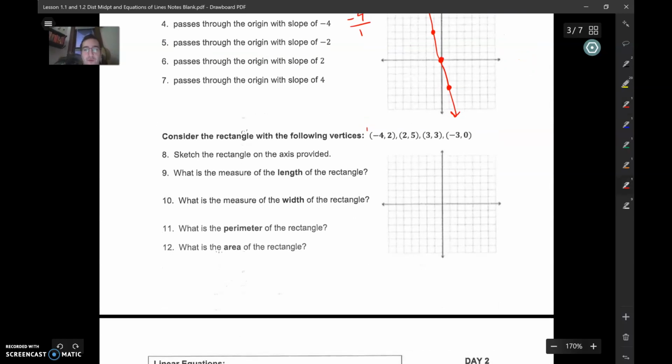Down here are the 4 points that they gave you. You should plot all of those. And when it says what is the measure of the length of the rectangle and the width of the rectangle, I'm going to go ahead and spoiler alert. It's going to be diagonal, kind of like this, so that you can't just count. You're going to have to use the distance formula to find the lengths. And then you can find the perimeter and the area. A little flashback to geometry.